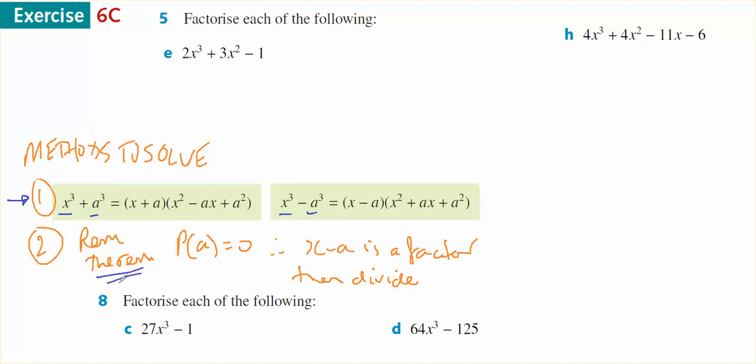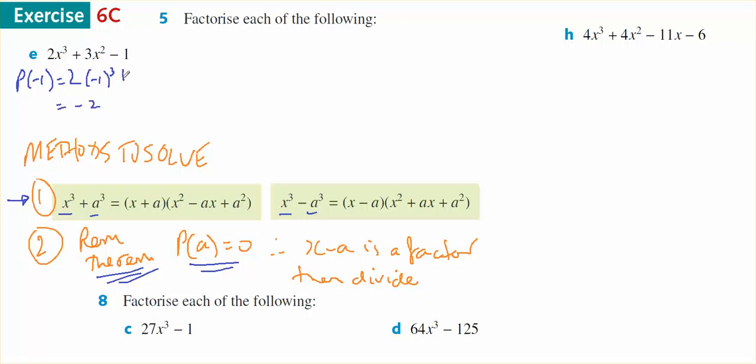Otherwise, we need to use the remainder theorem to find that when you substitute a letter into the polynomial, you get 0 as a remainder, therefore x minus a is a factor. So there are only two methods that we have. If I look at 6c question 5e, I'm looking at the 2, the 3 and the -1, and I'm thinking I could probably put in -1, because p of -1 will equal 2 times -1 cubed, which is -2, plus 3 times -1 squared is plus 3, minus 1 gives me 0.